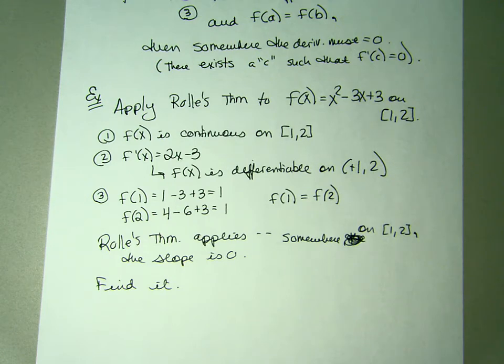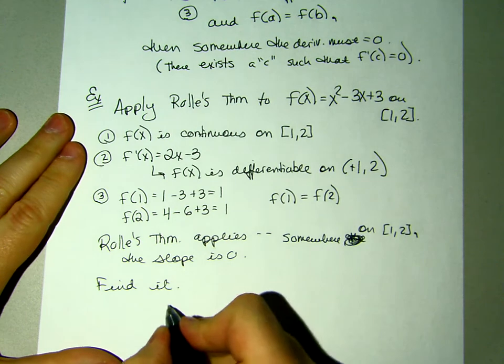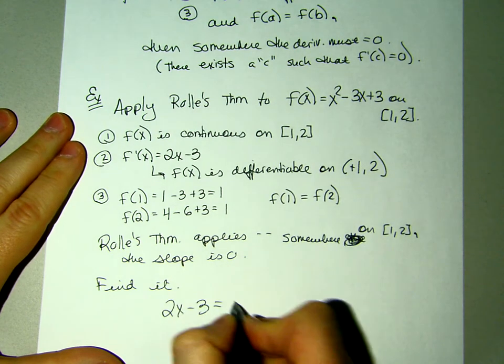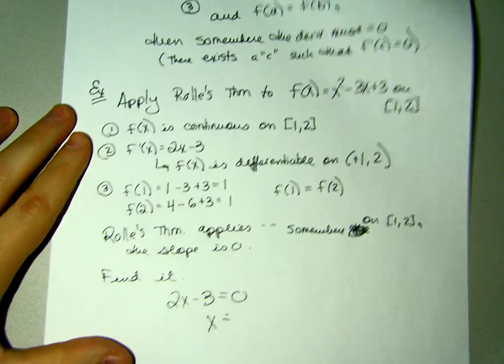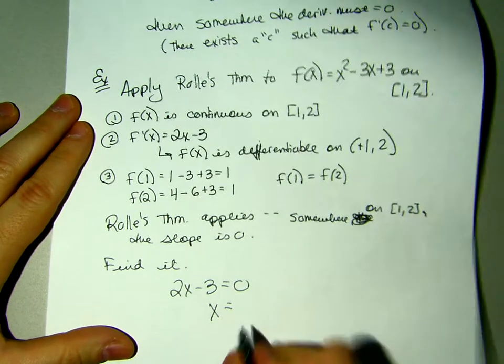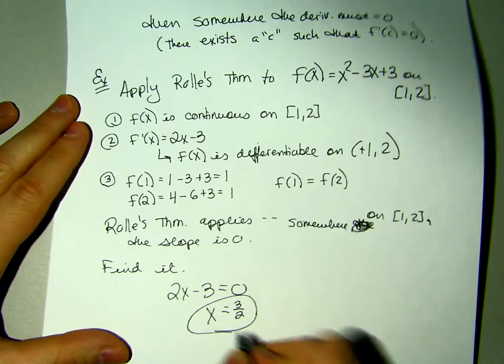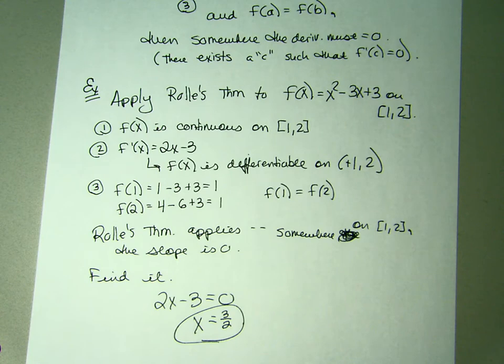Okay, so hopefully you're able to finish this one off. I'm going to set my derivative equal to 0. Where is the slope 0? 3/2. There are some problems in the homework where Rolle's theorem doesn't apply.